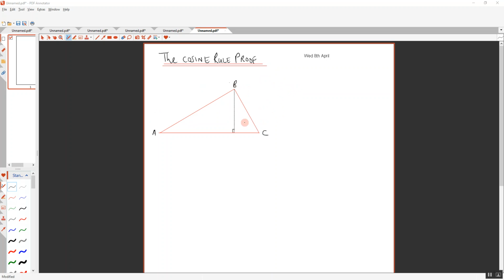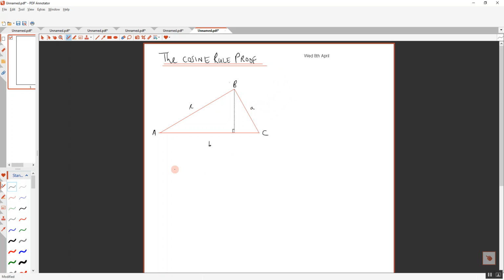So we've got our non-right angle triangle, and we are labeling it using the same convention: capital letters for angles, lowercase letters for the sides. So if this is capital C, then this is little c. This whole side is little b, and opposite over here, this side is lowercase a.